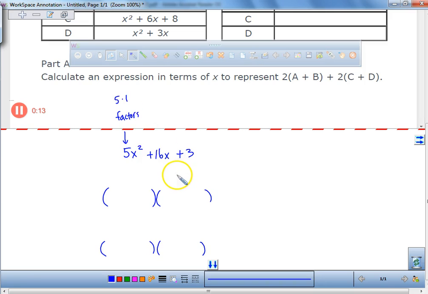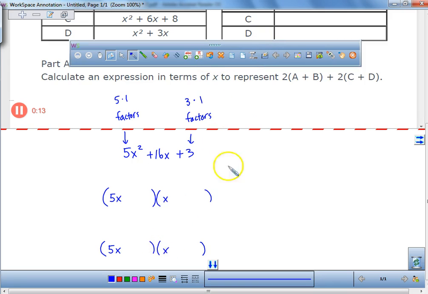All right, if you're a smart aleck, you say, well, it's 1 and 5. Well, yeah, it's the same thing, okay? All right, then we got 3. What are the only factors of 3? Just 3 times 1. That's it. So we know we're going to have a 5x and an x, because the only factors are 5 and 1.